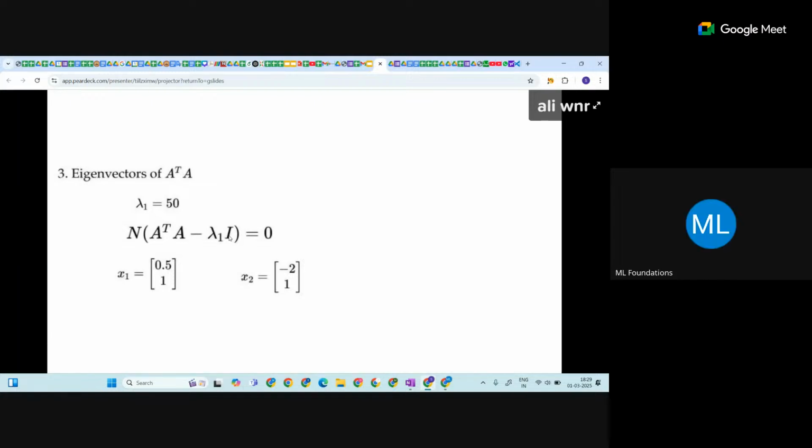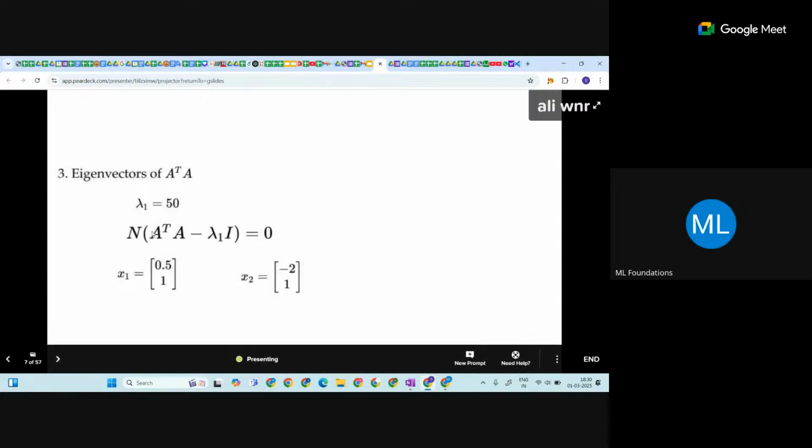20, 40 was the A transpose A, right? So we have to subtract 50 in the 10 only, right? Then it will come 0.5, right? Okay. So that is in the null space. That is called the null space. Solving, finding the eigenvector means we are getting the null space of this A transpose A, for any vector.